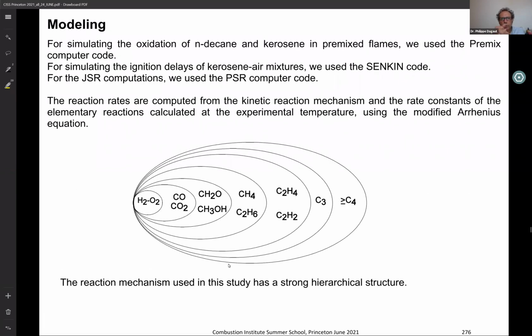So for the modeling, again, the model has a strong hierarchical structure, the core mechanism being hydrogen oxygen, and then CO2, the C1 chemistry around formaldehyde and methanol, the chemistry of methane and ethane, then the chemistry of acetylene and ethylene, C3 chemistry, C4 up to at least C10.